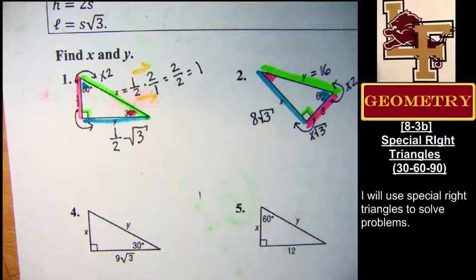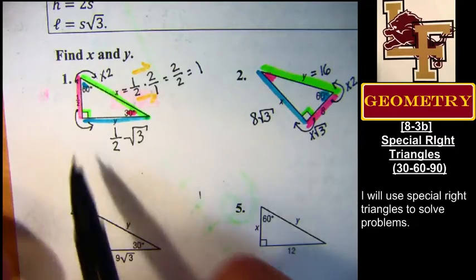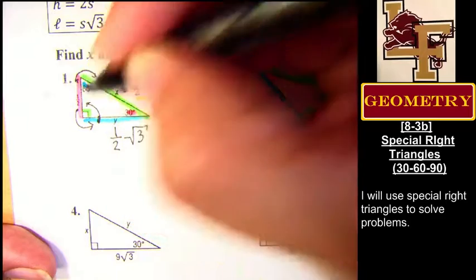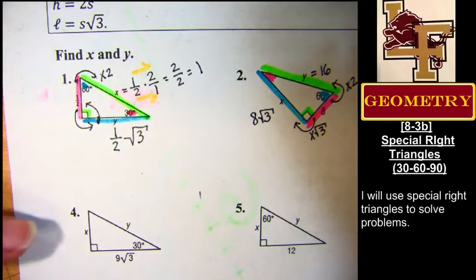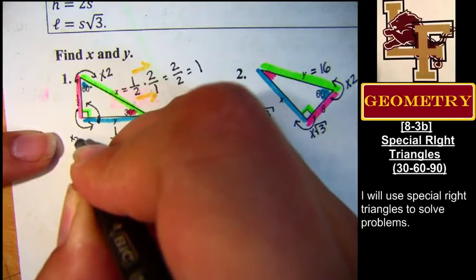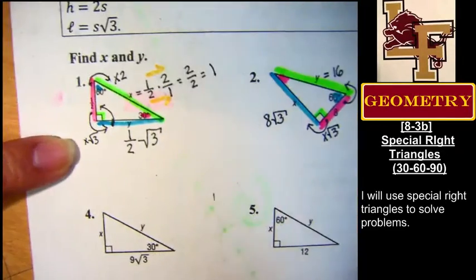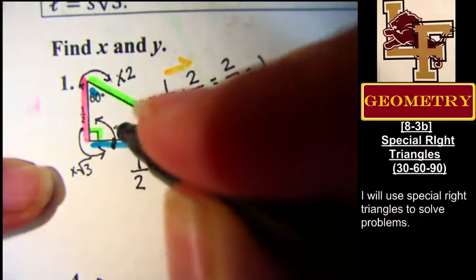Now if the pattern was short side to long side multiplied by square root 3, what do you think the pattern would be to go long side to short side? How did we go from short to long? Times square root 3. So how should we go from long to short? Divide by square root 3.